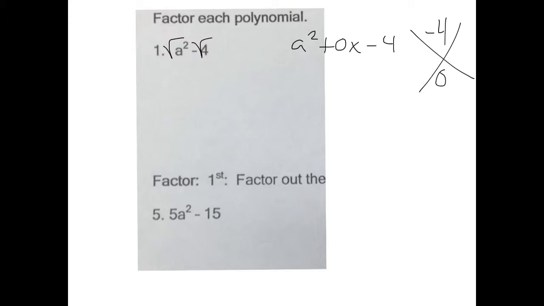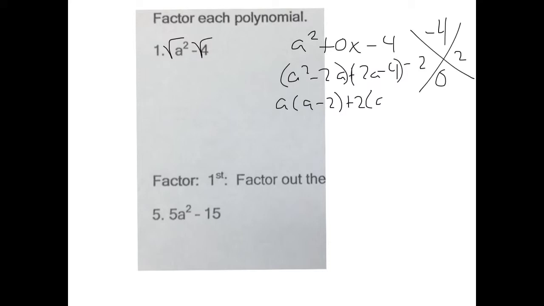To make a negative 4 turn into zeros, you're going to use negative 2 and positive 2. And so this would be a squared minus 2a plus 2a minus 4. Then you group, pull out the a, so that's a minus 2. Pull out the 2, and so that's a minus 2. And so your answer is a minus 2, a plus 2.